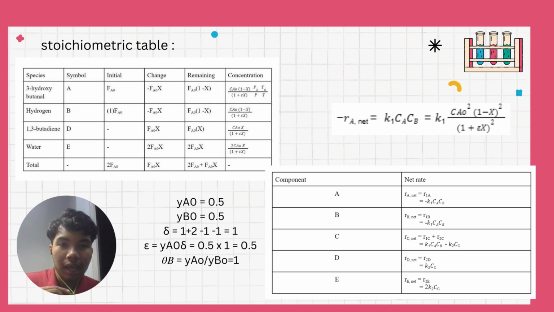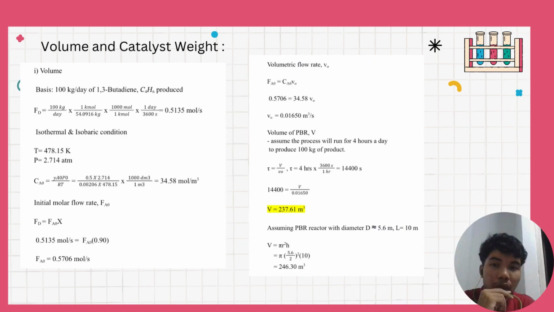To calculate volume and catalyst weight, by using a basis of 100 kg per day, we get FT equal to 0.15135 mole per second. By using temperature and pressure from the literature review, we can get CA naught equal to 34.58 mole per meter cubed. And then we can get the initial molar flow rate and volumetric flow rate.